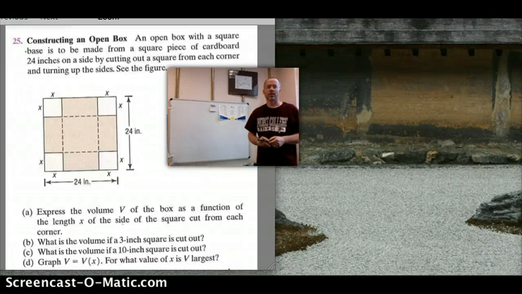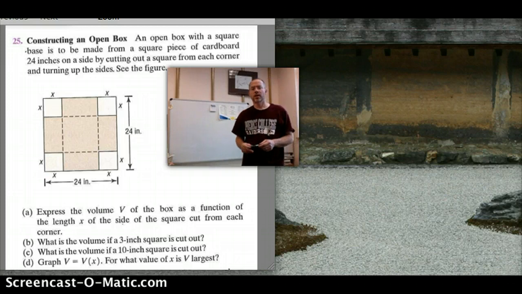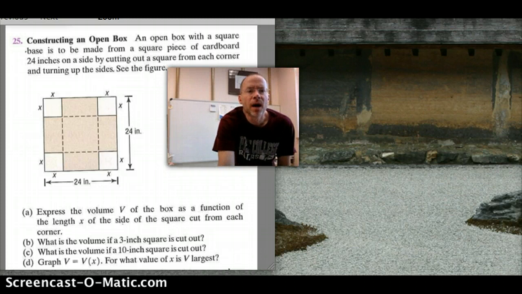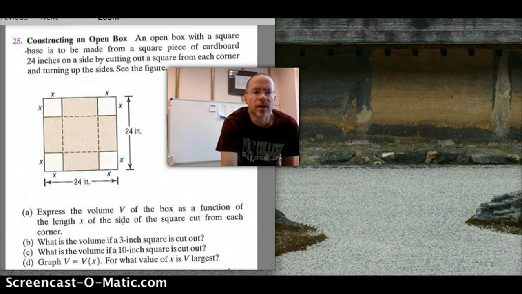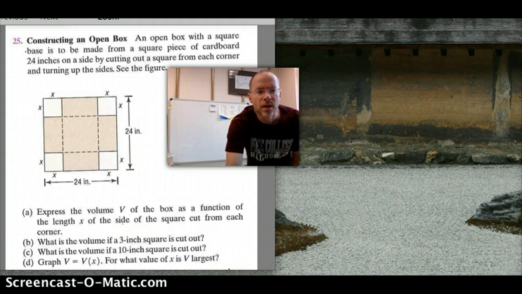Okay, gang, here's another example from section 2.6, number 25, and this says constructing an open box. An open box with a square base is to be made from a square piece of cardboard, 24 inches on a side, by cutting out a square from each corner and turning up the sides. See the figure. And part A is going to ask us to express the volume of the box, this open box, as a function of the length of the side of the square cut from each corner.